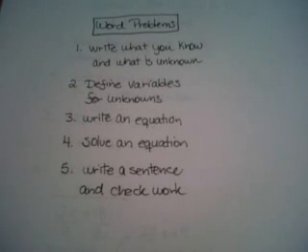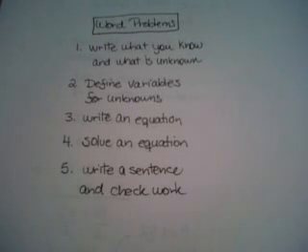So here are the steps for word problems. The first thing you're going to do is write what you know and what is not known. Second thing you will do is define the variables for the unknowns. The third thing is to write an equation. Your next step would be to solve the equation. And finally, you are going to write a sentence and check your work.